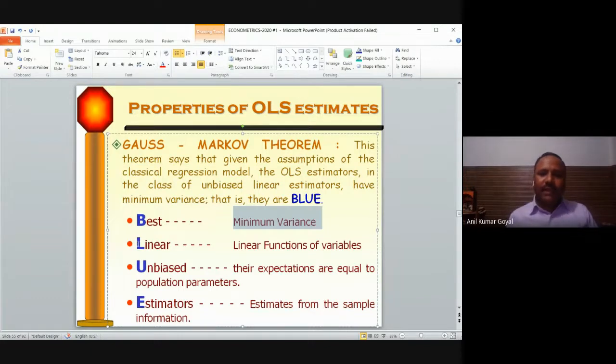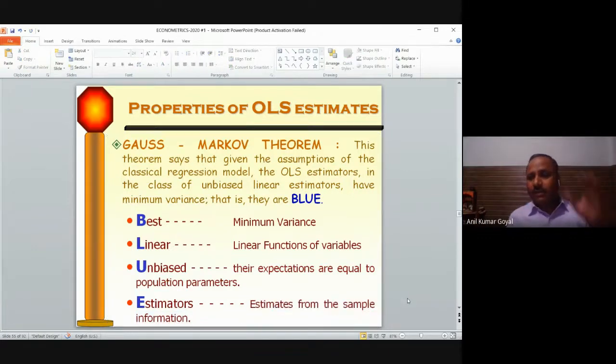L means linear, a linear function of the variable. U means unbiased. Their expectations are equal to the population parameters. It means there must be the least difference between the expected and actual data. Estimators are the estimates from sample information. So we must estimate from the sample information, and it must be generalized for the population as well. So any question out of them? BLUE.